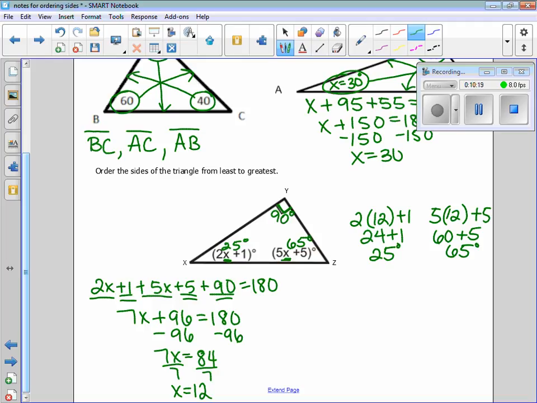Now I have my angle measures, so I can order the sides of the triangle from least to greatest. The smallest angle is x, so my smallest side is YZ. Next, I would have angle Z, so my next side would be XY. My largest angle is Y, 90 degrees, so my largest side is XZ.